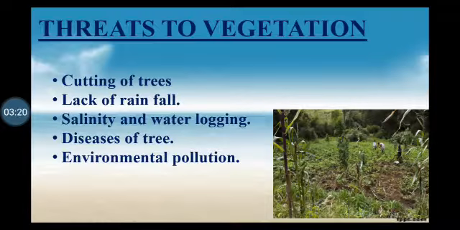Next is threats to our vegetation or forests. Unnecessary cutting of trees is resulting in a decrease of forests. Lack of rainfall is causing problems in growing forests. Increasing salinity and waterlogging are decreasing the area of forests. Diseases of trees are also a cause of forest destruction. Environmental pollution is affecting the forest badly.